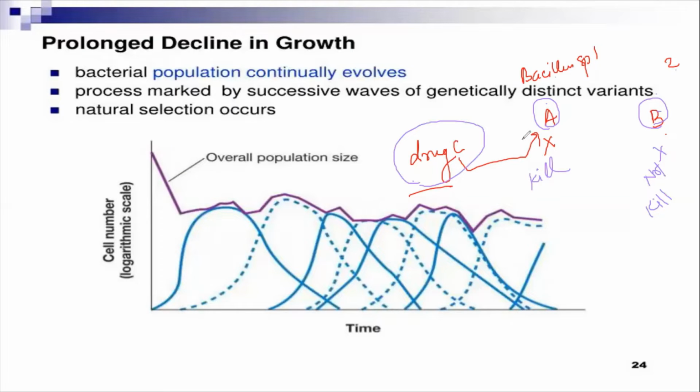Now, as a scientist, what can you propose in order to make drug C able to kill B as well? आप ऐसा क्या करोगे जिससे same drug I can use to kill B also? As a scientist, what are your thoughts?